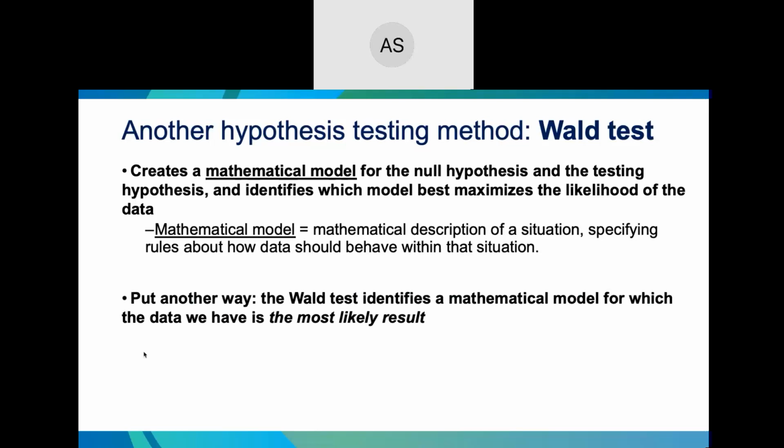So let's say if the distributions are right on top of each other, the Wald test will take a look at the two mathematical models for null and testing hypotheses and say, well, these distributions are right on top of each other, so the data fits the model for the null hypothesis better. So for every single variable that is compared, the Wald test performs this analysis, generates the two mathematical models, and then tests the data against those models. And for each variable, it generates a p-value with the probability that the null hypothesis is true in each case.